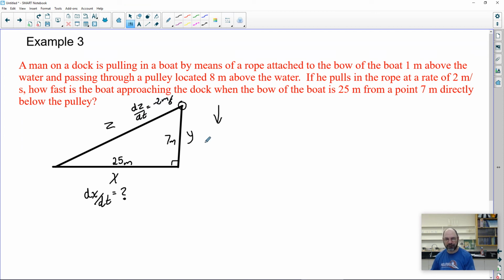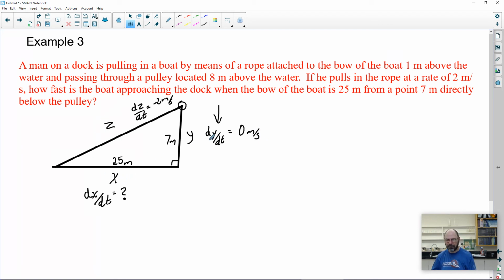Now, what about dy/dt? Okay, if you think about dy/dt, the pulley is fixed there. Is this pulley moving? Is it a movable pulley? No, so it's fixed there. So because it's fixed, y is not changing. The length of y is never going to change. It's always going to be that 7 meters above the boat bow. So that's 0 meters a second. Okay, so now we're going to be calculating this dx/dt instead.